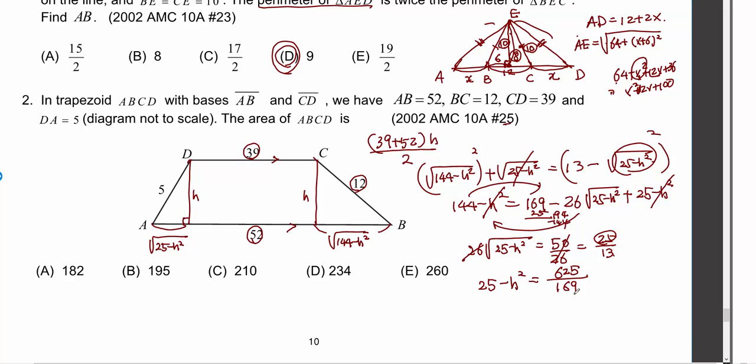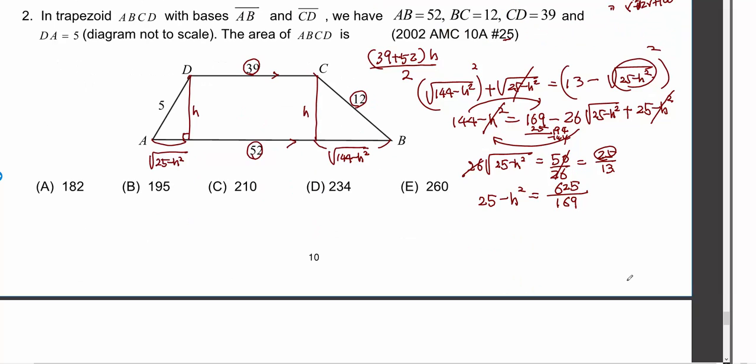Okay? Are you guys with me? A little complicated, right? Okay. So h squared equals what? 25 minus 625 over 169. So we're gonna simplify this one. 169, this 25 times 169. And this is also what? 25 times 25, right? That's just 625, isn't it?